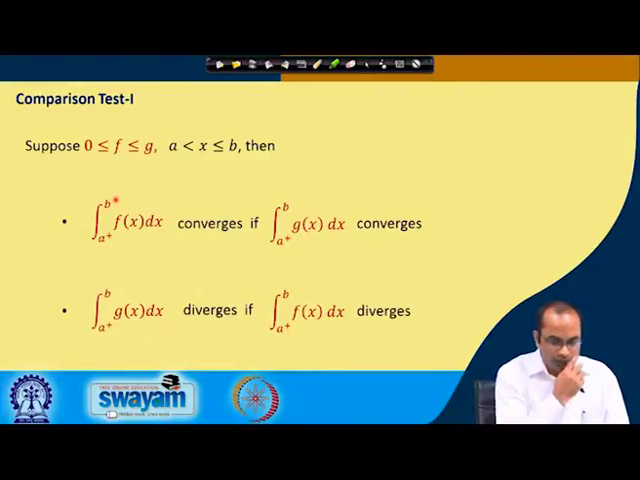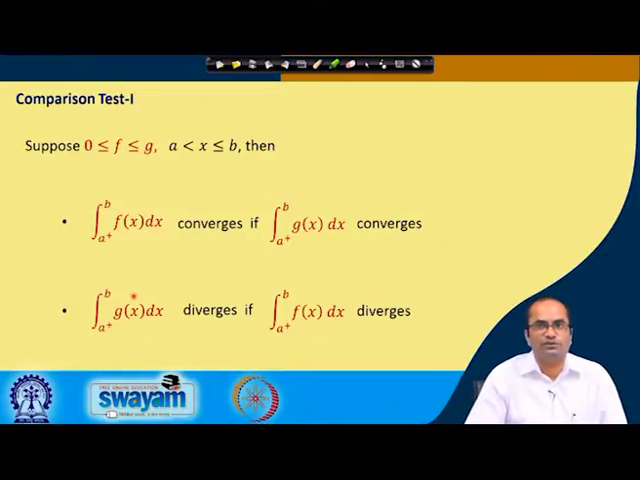Second, we can also conclude from this relation that the integral of g diverges if the integral of the smaller one, f(x) dx, diverges. Since f is taking lower values than g, if its integral diverges, naturally the integral of g is supposed to be bigger, so definitely it will also diverge. It is a simple comparison test, but very useful for deciding the behavior of such improper integrals.